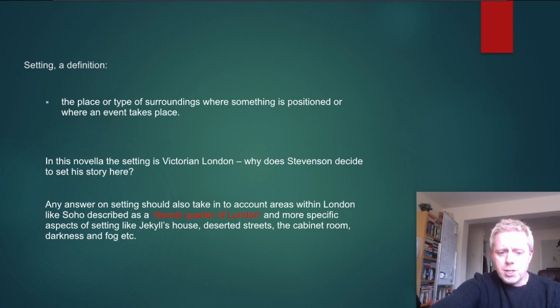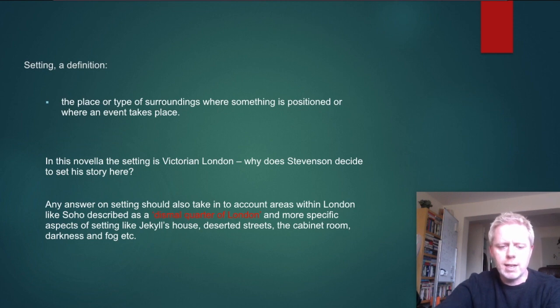Okay. Any answer on setting should also take into account areas within London, like Soho, described as a dismal quarter of London, and more specific aspects of setting like Jekyll's house, deserted streets, the cabinet room, darkness and fog, etc. Jekyll's house in particular is a good one because the front facade is very respectable, whereas the back is described as dingy, windowless, reflecting perhaps the two parts of his character, the Jekyll and the Hyde of his character. So setting is absolutely crucial, it's fundamental in understanding Stevenson's intentions behind writing Jekyll and Hyde.